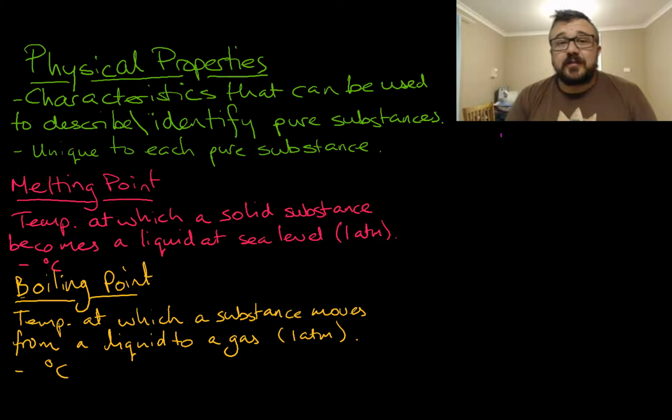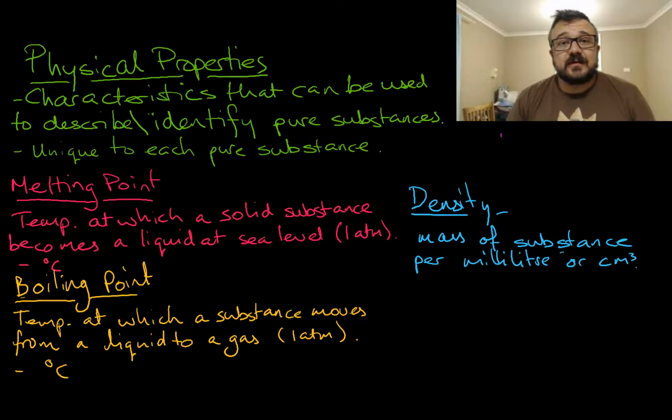Then there's the boiling point. This is the temperature which, again, at 1 atmosphere, so whatever the pressure is at sea level, it's actually 100 kilopascals, but doesn't matter, 1 atmosphere will do. It is the temperature at which a substance will go from a liquid to a gas as we heat it up. Or if we cool it down, the temperature at which it will go from a gas to a liquid.